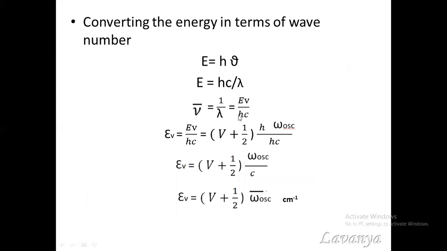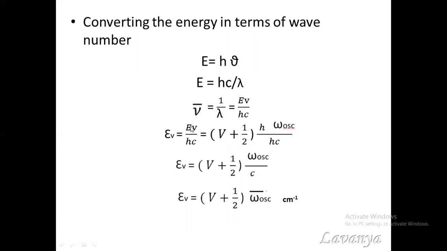And this, you got it. I think this is from the relation E is equal to h nu, and nu can be represented as c by lambda, from where 1 by lambda is equal to E by hc. This 1 by lambda is nothing but the wave number. So in order to convert the energy from joules to wave number, you have to divide this energy by hc. In order to differentiate the energy in joules and the energy in centimeter inverse, I just use the symbol epsilon.